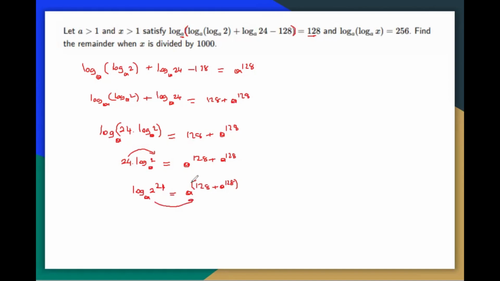So we just did this a few times already. We did that the first time to get this guy, and then we did it right here again to get this one. So we are doing this again. Then 2 to the 24th power is equal to a to the whatever mess is right here. So it is going to be a bit challenging.